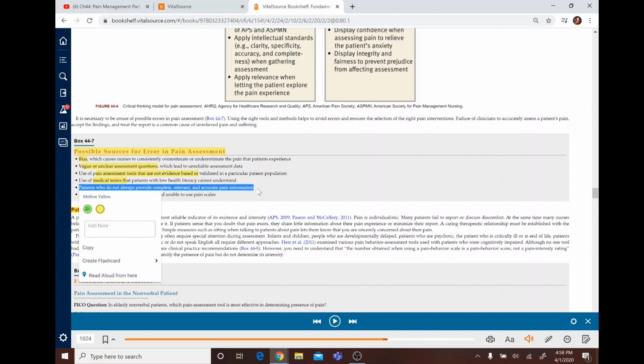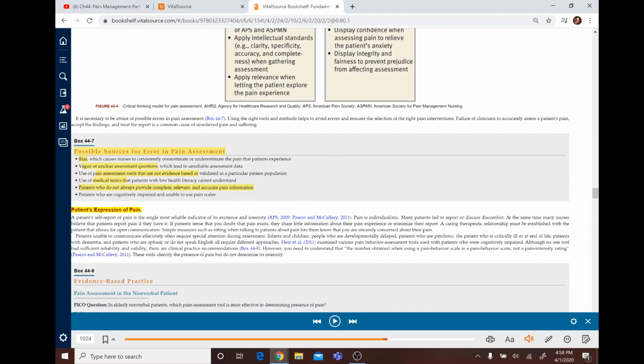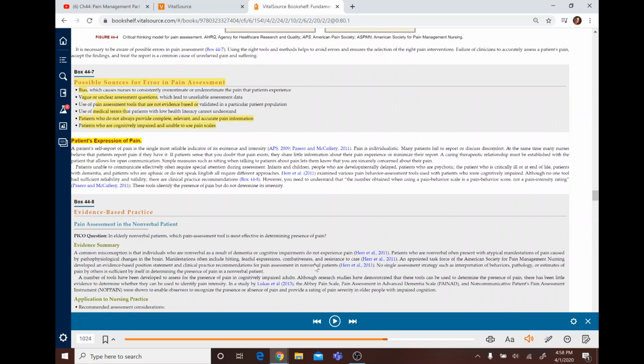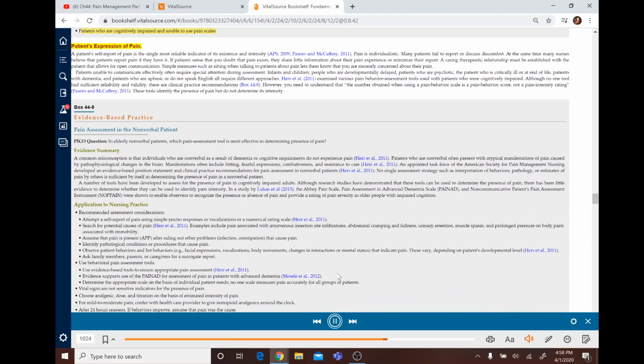Patients who do not provide complete, relevant, accurate pain information. Patients who are cognitively impaired are unable to use the usual tools. You can use different things for them. I think that's important. Patient's expression of pain.